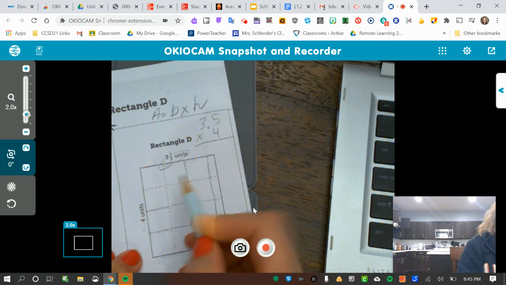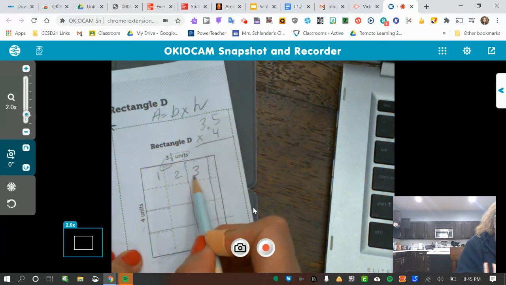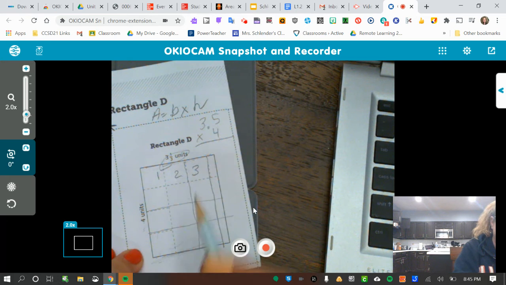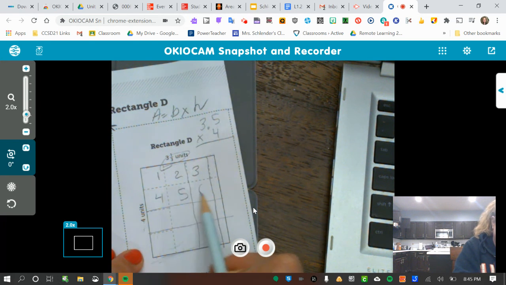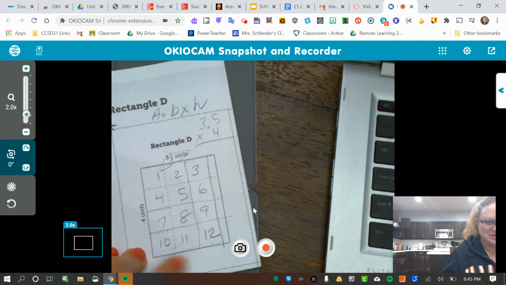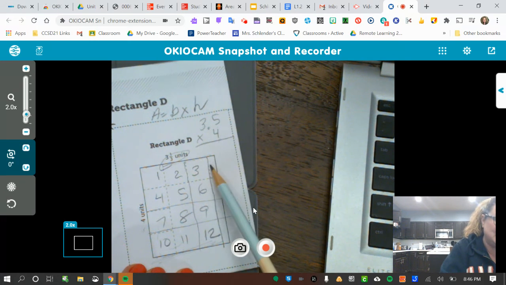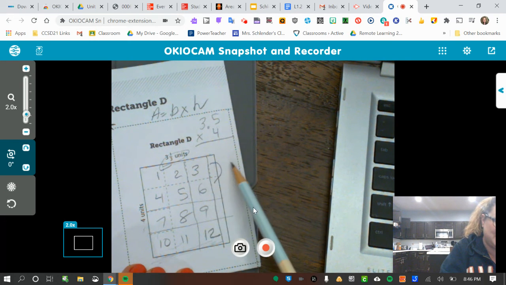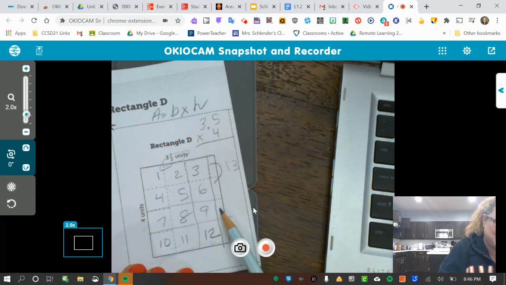Are you ready? 1, 2, 3. I'm going to start by counting all the whole squares. And again, it is a sketch, so it's not perfect. 5, 6, 7, 8, 9, 10, 11, 12 whole. But we have these halves. So these two together would be 13. These two together would make 14.